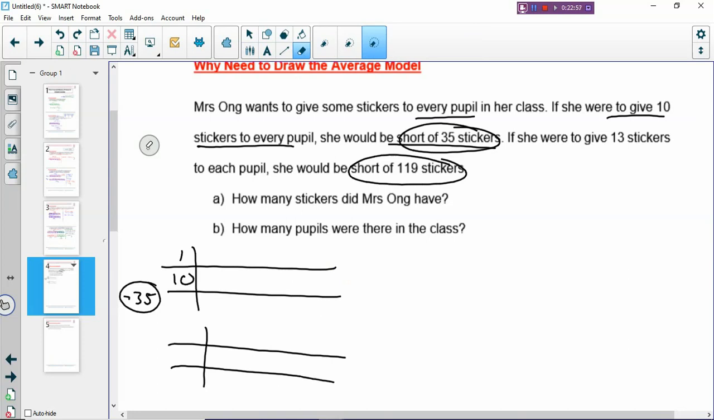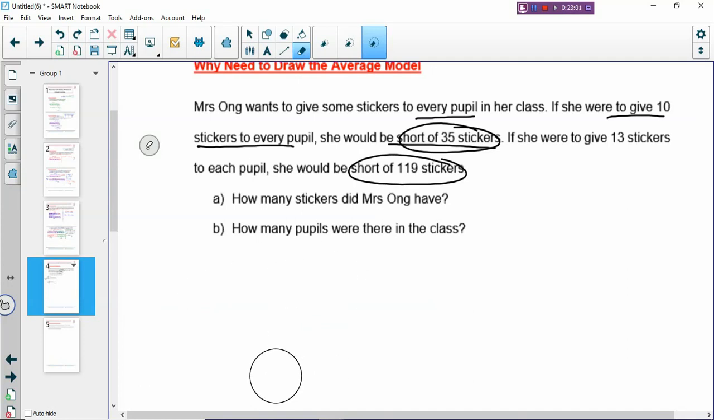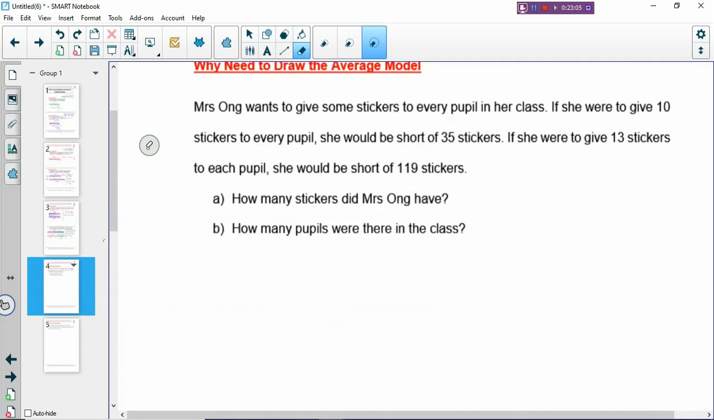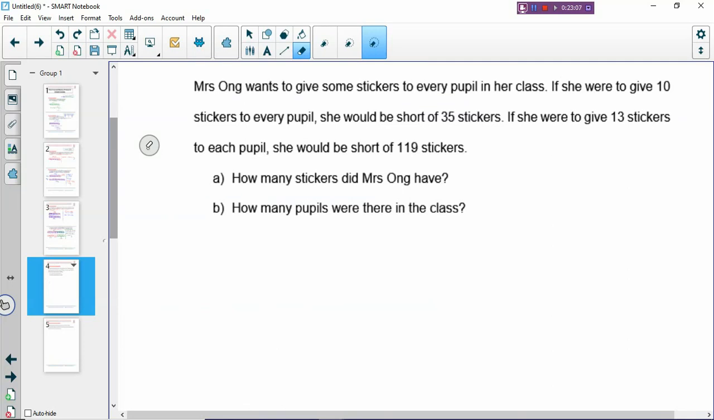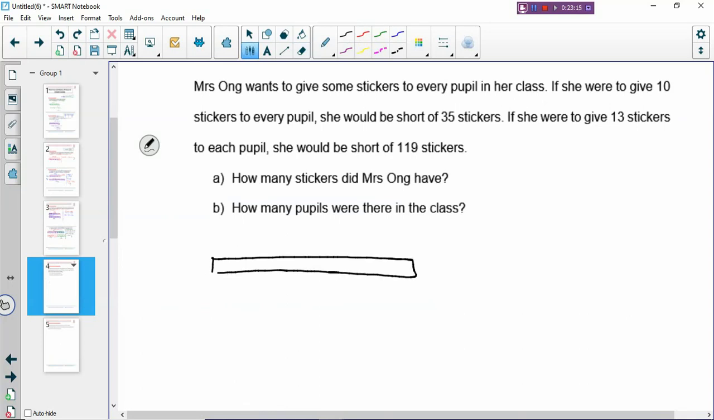Since this method cannot work, the systematic listing is not a good method to use, then we draw the model. So this is how you draw the model, which is quite easy. And of course, the answer will be quite fast to get. So Mrs. Ong wants to give some stickers to every pupil. So we draw a rectangle to represent her stickers, right? And if she were to give 10 stickers to every pupil, she will be short of 35 stickers.